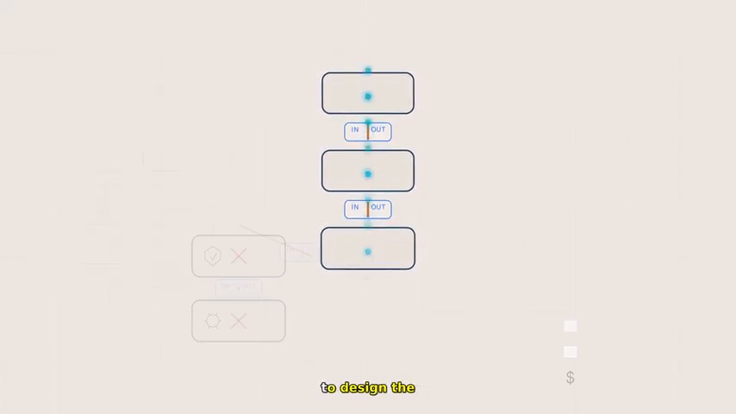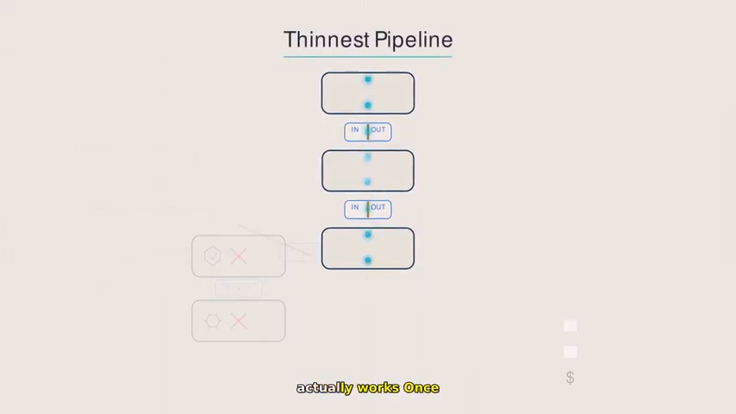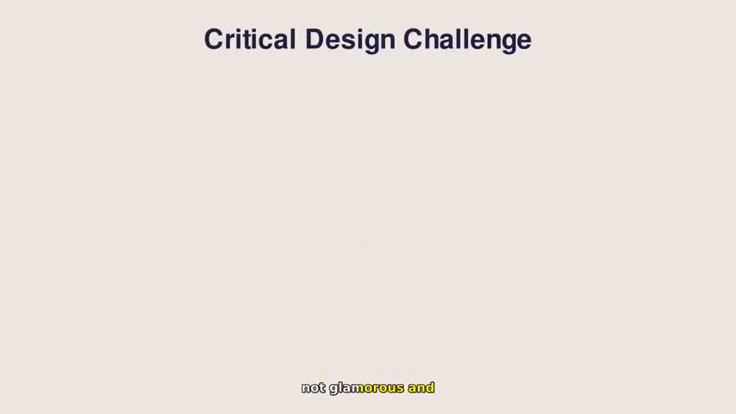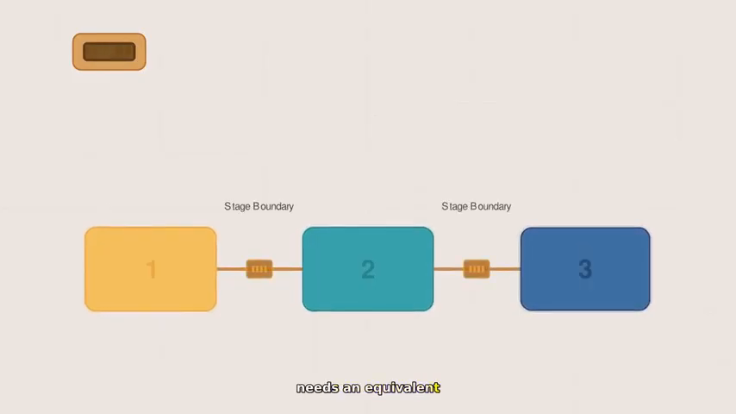The discipline is to design the thinnest pipeline that actually works. Once you've mapped your stages, you face the next critical design challenge. It's not glamorous and most people skip it, which is exactly why most pipelines eventually break in ways that are nearly impossible to debug. Every stage boundary in your pipeline needs an equivalent contract.